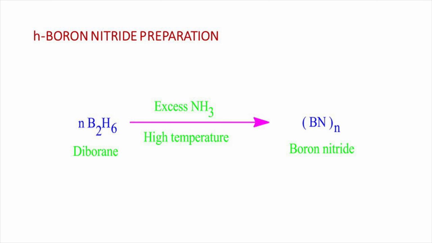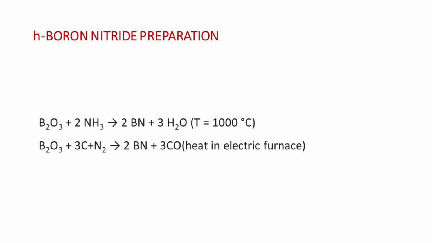Firstly, boron nitride can be prepared by heating diborane with an excess of ammonia at high temperature. The second method is that boron nitride can be prepared by heating boric oxide with ammonia at 1000 degrees Celsius. And the third method is that boron nitride can be prepared by passing nitrogen through a mixture of boric oxide and carbon heated in an electric furnace.